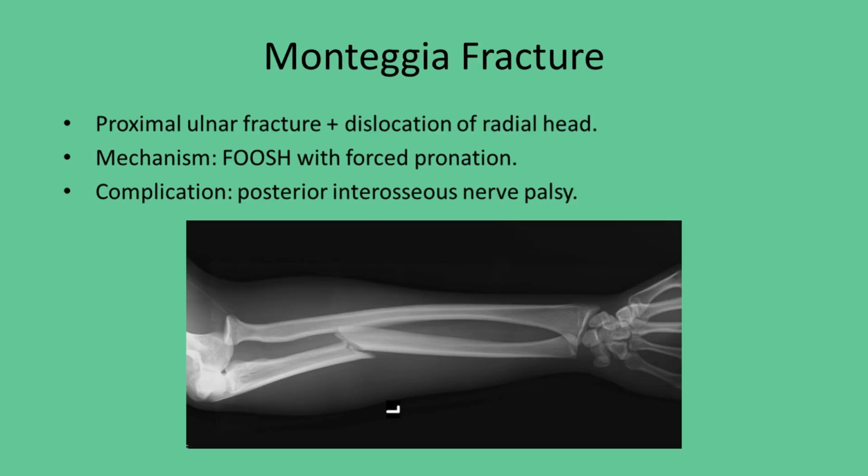Now we're looking at a Monteggia fracture, which involves a fracture of the ulna, one of the bones in the forearm, along with the dislocation of the radial head, the top part of the other forearm bone. This injury often occurs from a fall on an outstretched hand with forced pronation, where the forearm is twisted. The X-ray shows both the ulnar fracture and the dislocated radial head. A potential complication is injury to the posterior interosseous nerve, which can affect hand movement. Recognizing the specific combination of injuries is crucial for effective treatment.